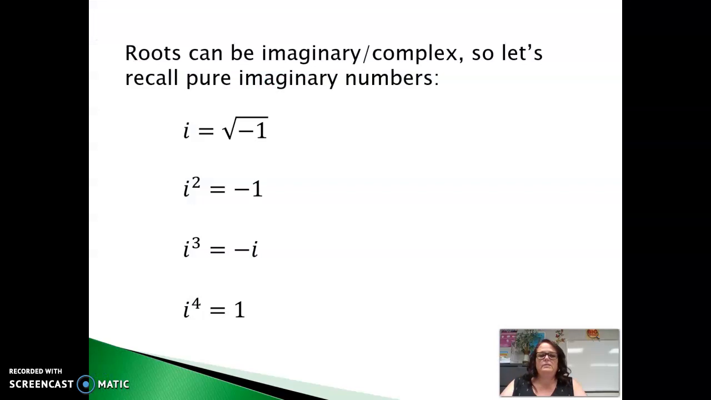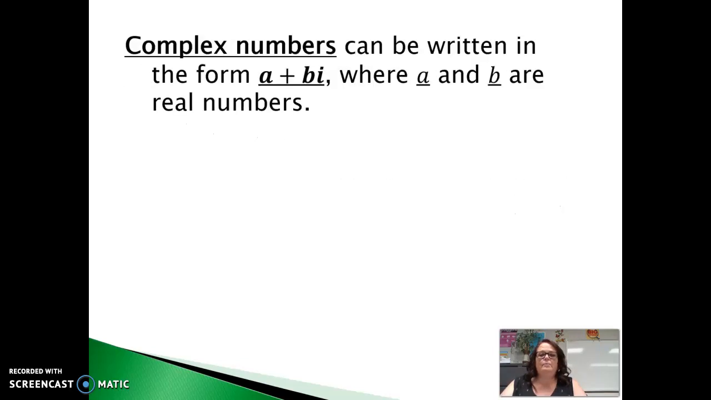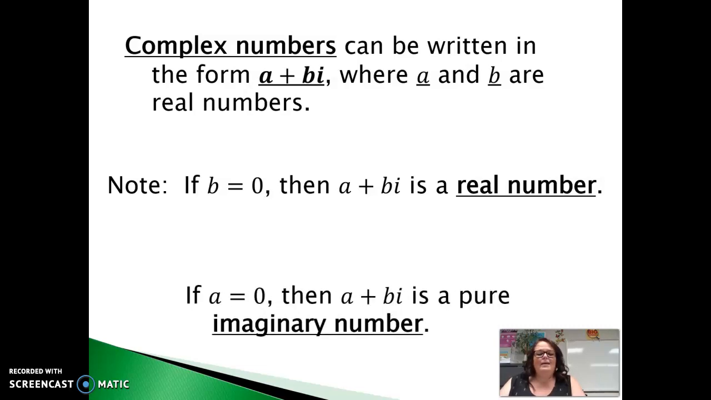All right, so coming back to our slide. The sum or difference of a real number and a pure imaginary number gives us the complex numbers. Complex numbers can be written in the form a plus bi, where a and b are real numbers. So you can have 7 plus 3i, or 5 minus 4i. If the b part is equal to 0, then all you're left with is a, which is real, so a plus 0i is a real number. If the a part is 0, then you get 0 plus bi, or just bi, and we call that a pure imaginary number.